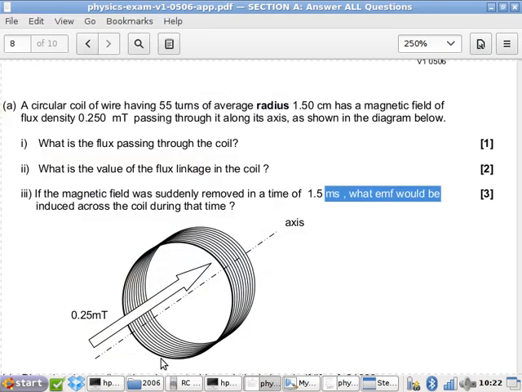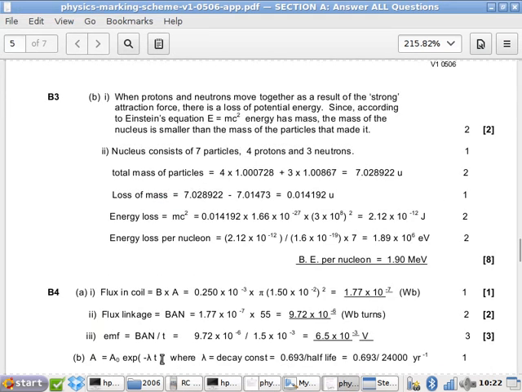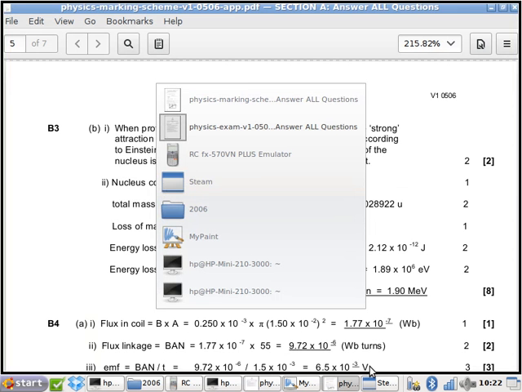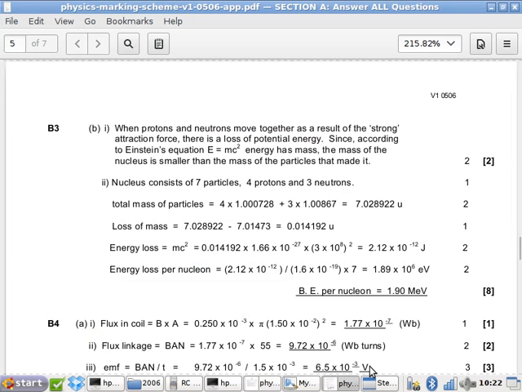Let me check the answer. 6.5 millivolts. Oh, that is volt seconds, right? No, just good old volts. I don't think there's any volt seconds in this one. Oh, wait, actually no, Webers. Webers can be volt seconds, can't they? Yeah. Oh yeah, Webers per second is a volt. So, same thing as saying Weber is a volt second.